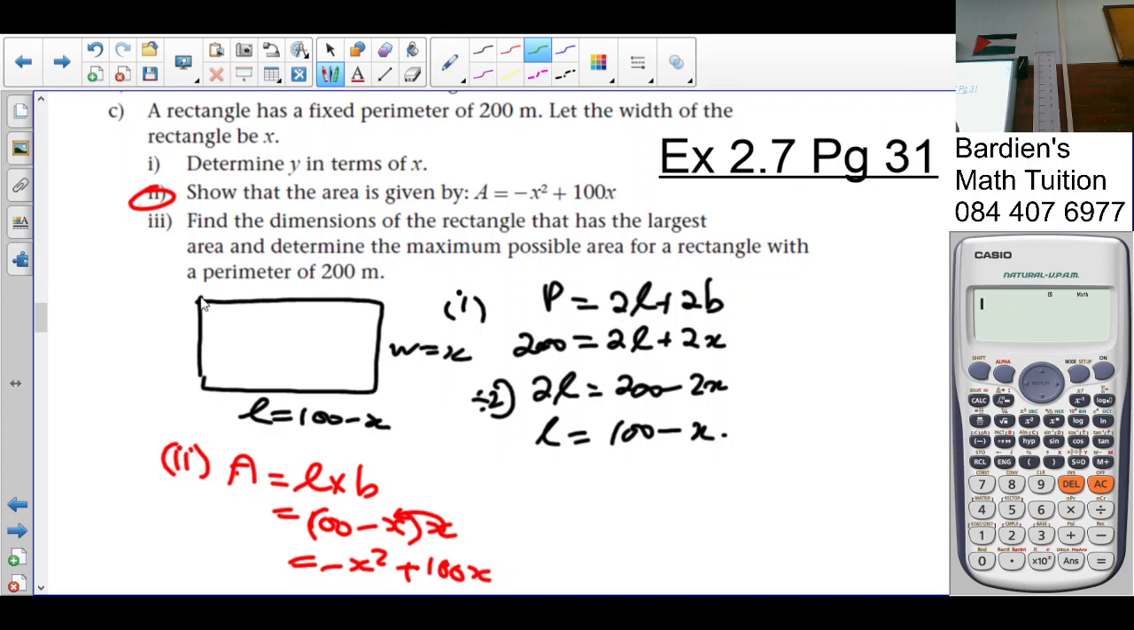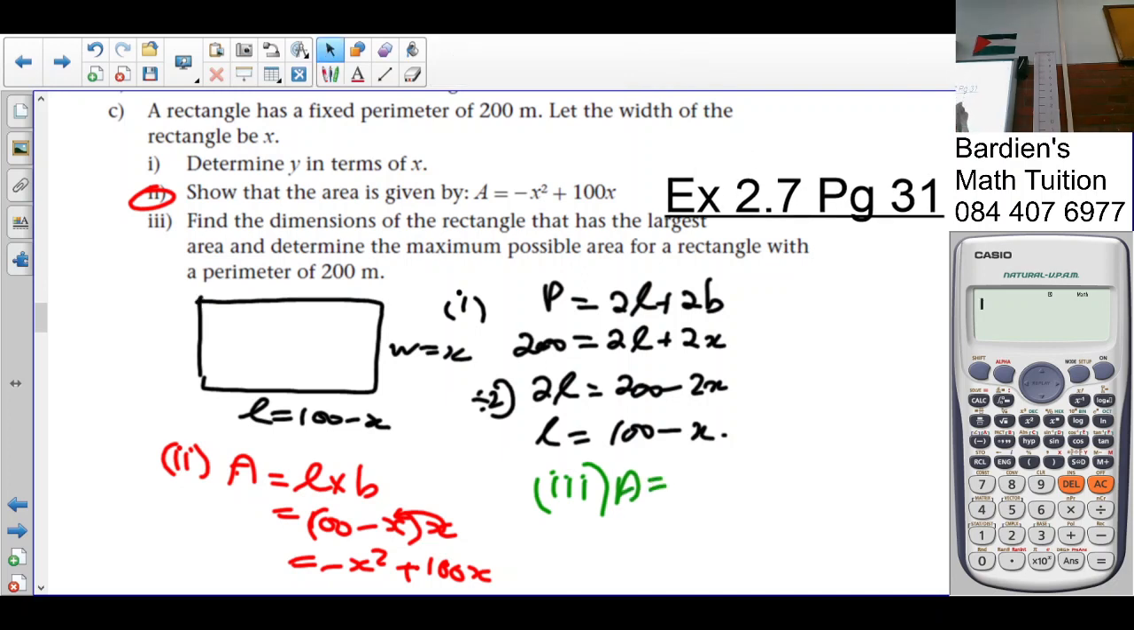So number 3 says, find the dimensions of the rectangle that has the largest area. What is largest area? Maximum. And determine the maximum possible area of this rectangle with a perimeter of 200. So that would simply be, you need to complete the square. Okay, so you say A equals. Let's complete.